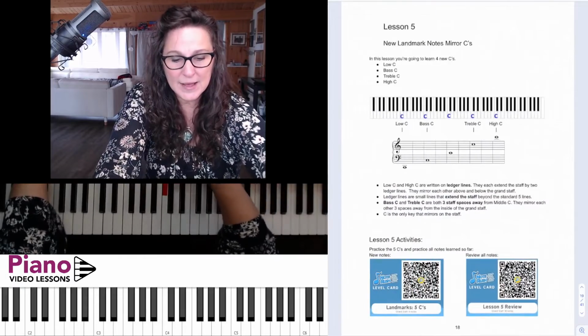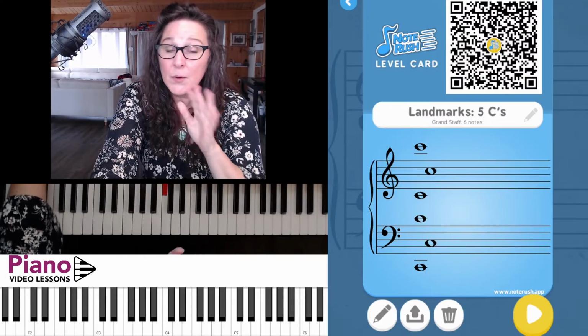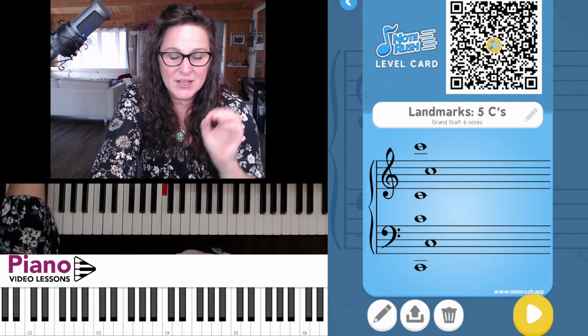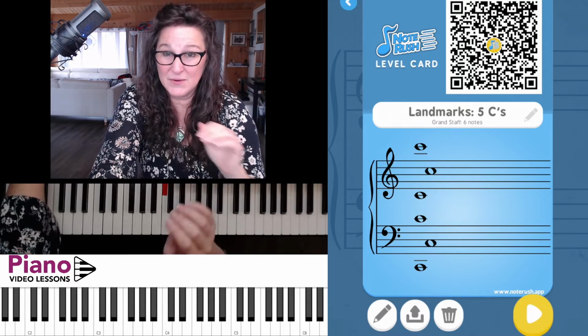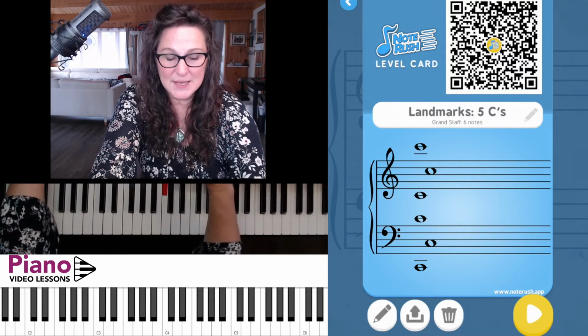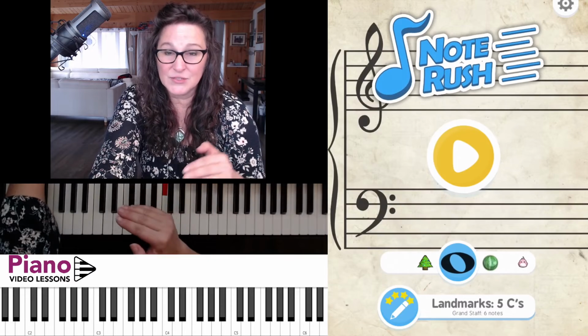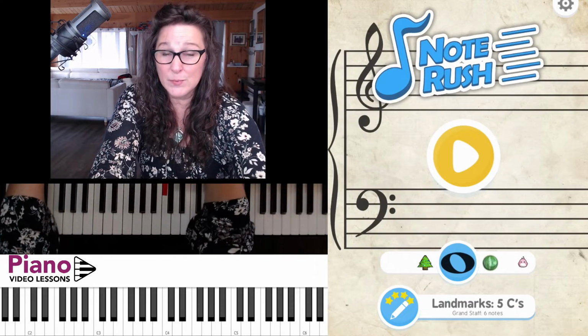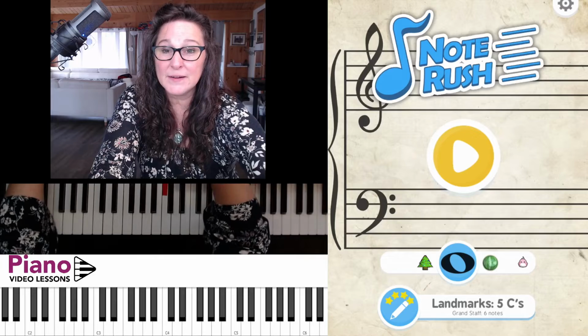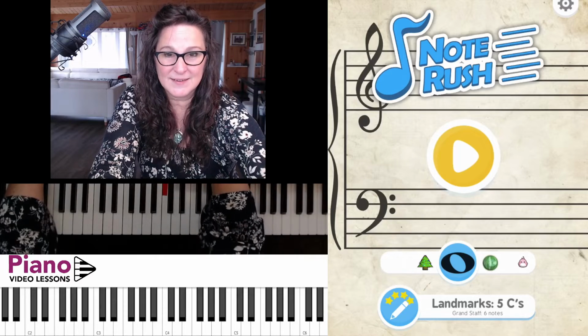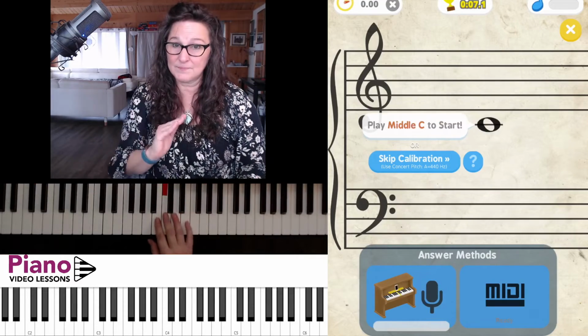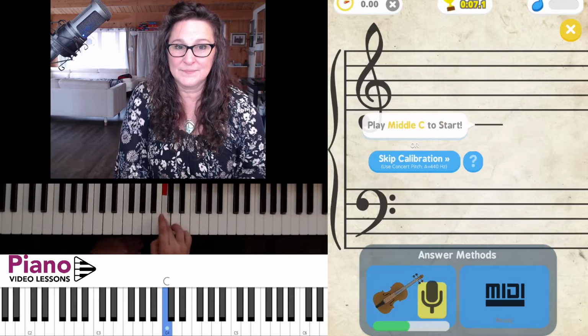All right, let's go back to our NoteRush app. Okay, so once we've scanned the code using our custom levels menu on NoteRush, just push the yellow play button here at the bottom. That takes us right into the drill. So now we'll press that big yellow play button in the middle, and I'm going to walk you through this. All right, so we'll start off by calibrating.